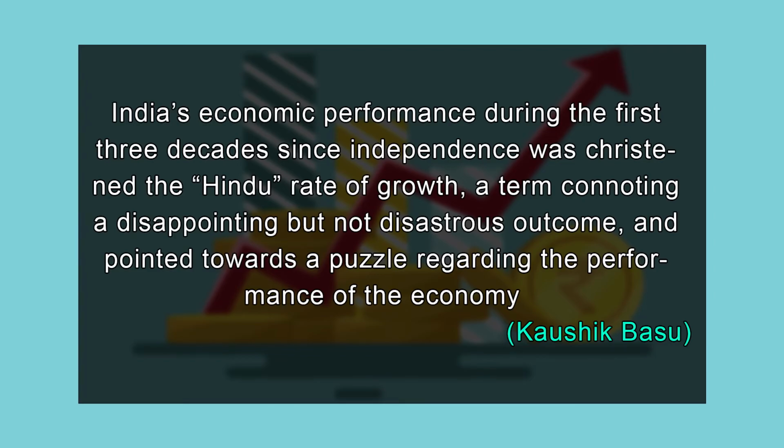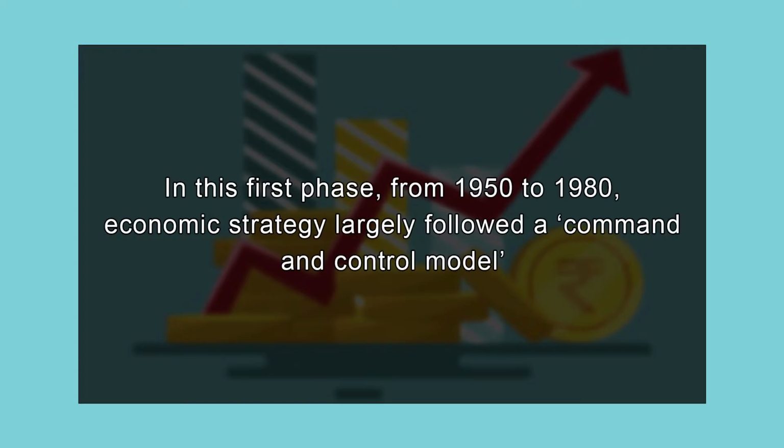Though the structural break was a welcome move, for the next 3 decades, no matter what the government tried, it could not go beyond this slow growth rate, which wasn't enough to make any dent in, say, poverty. India's economic performance during the first 3 decades since independence was christened the Hindu rate of growth, a term connoting a disappointing but not disastrous outcome, and pointed towards a puzzle regarding the performance of the economy. In this first phase from 1950 to 1980, economic strategy largely followed a command and control model.